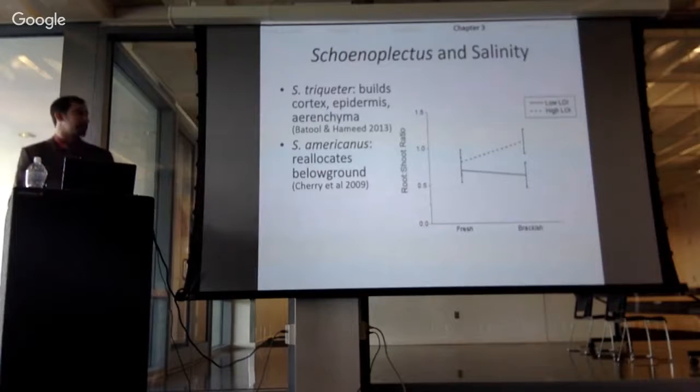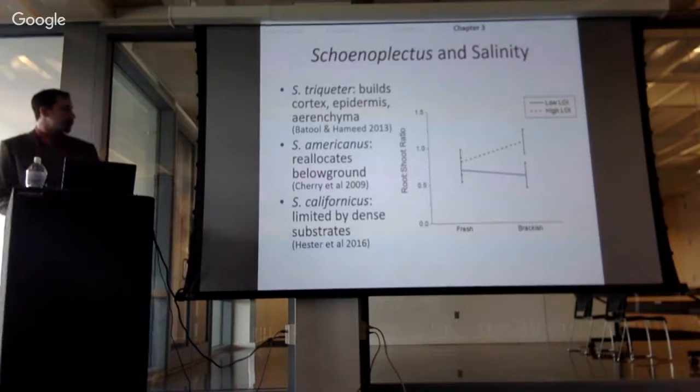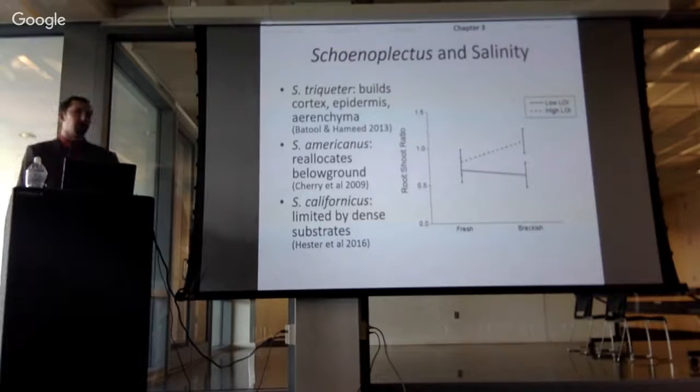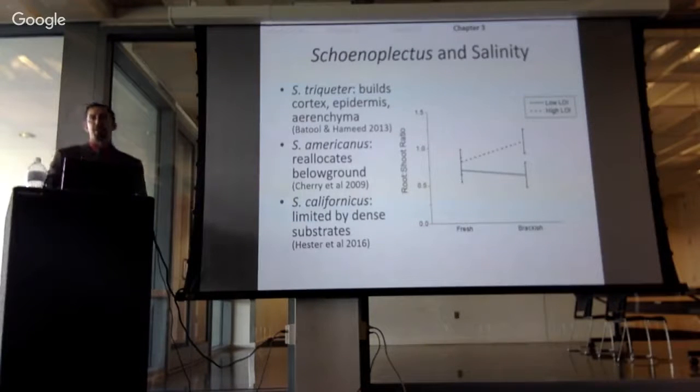Schoenoplectus americanus, which is a very closely related species, has demonstrated that it reallocates biomass below ground under brackish conditions. And finally, Schoenoplectus californicus. This speaks to why the lower density is important. Mark Hester recently published a paper where he showed that Schoenoplectus californicus is limited in its below ground productivity by more dense soils.